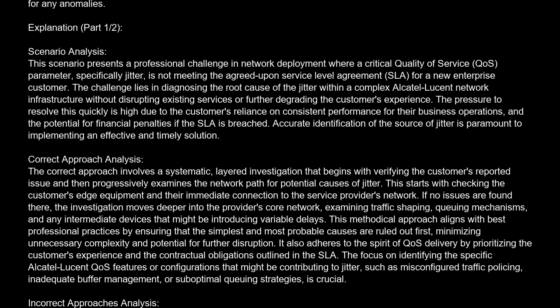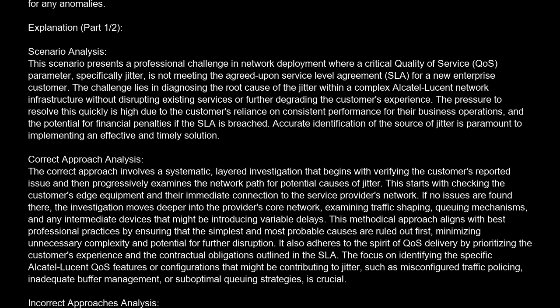Explanation. Scenario analysis. This scenario presents a professional challenge in network deployment where a critical quality of service, CoS, parameter, specifically jitter, is not meeting the agreed-upon service level agreement, SLA, for a new enterprise customer. The challenge lies in diagnosing the root cause of the jitter within a complex Alcatel Lucent network infrastructure without disrupting existing services or further degrading the customer's experience. The pressure to resolve this quickly is high due to the customer's reliance on consistent performance for their business operations and the potential for financial penalties if the SLA is breached. Accurate identification of the source of jitter is paramount to implementing an effective and timely solution.